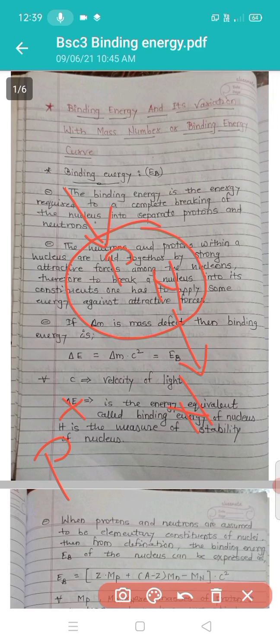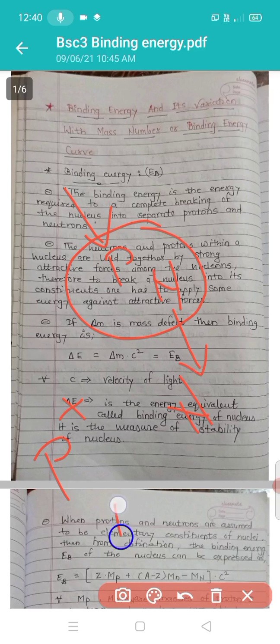The neutrons and the protons within a nucleus are held together by a strong attractive force. There is a strong attractive force among the nucleons. Therefore, to break a nucleus into its constituents, one has to apply some energy against this attractive force, and this energy is known as the binding energy.